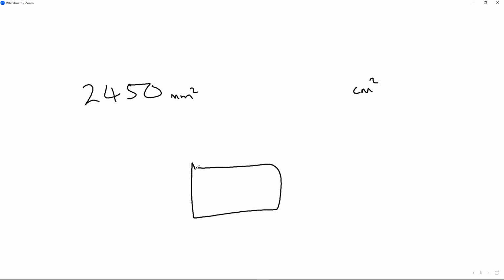Let's suppose I've got, let's make this go randomly, 2,450 millimeters squared, and I want to convert it into centimeters squared. Well, let's choose a number that's actually a perfect square, something that's more reasonable. I'm going to grab a calculator quickly. So let's suppose I got 25 times 25, which is 625. Got a square. The square is 25 centimeters by 25 centimeters.